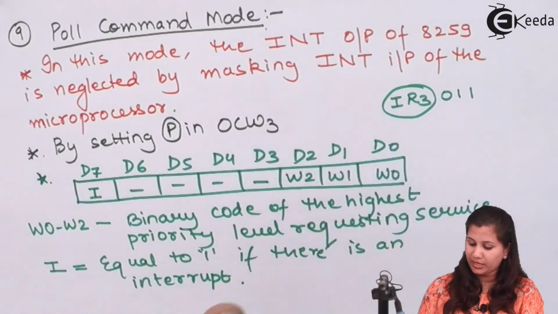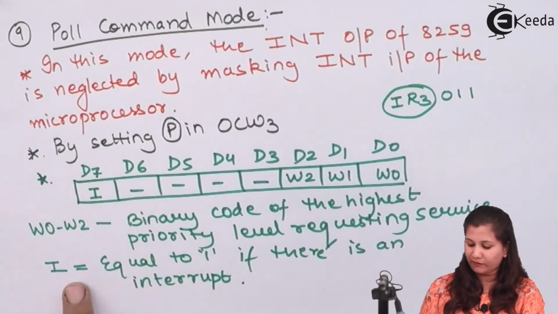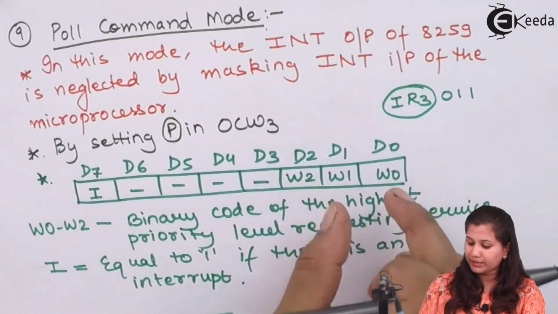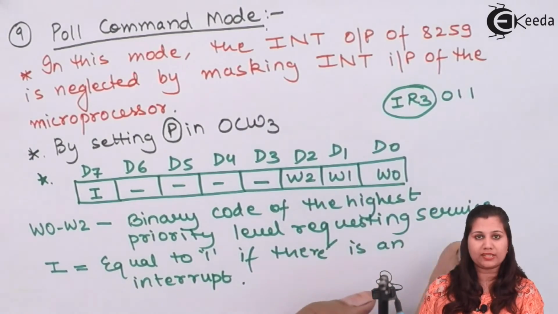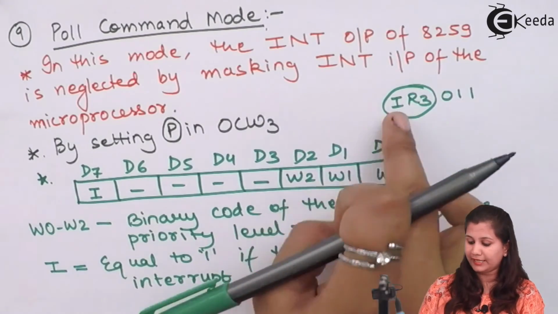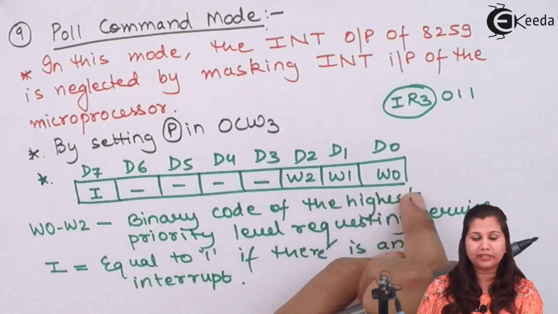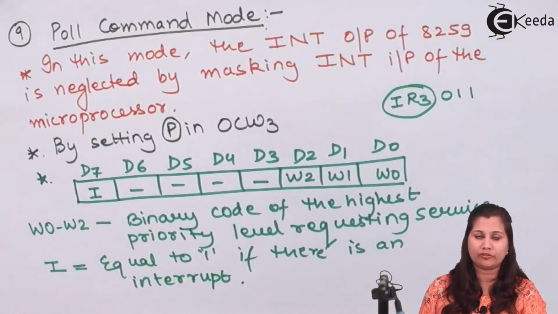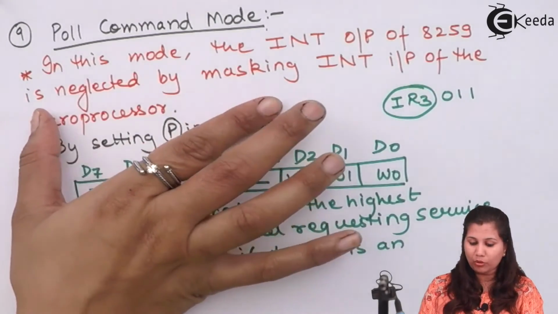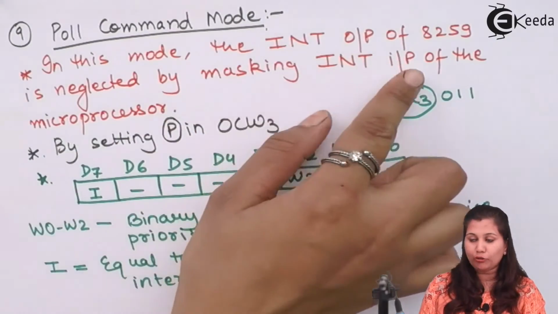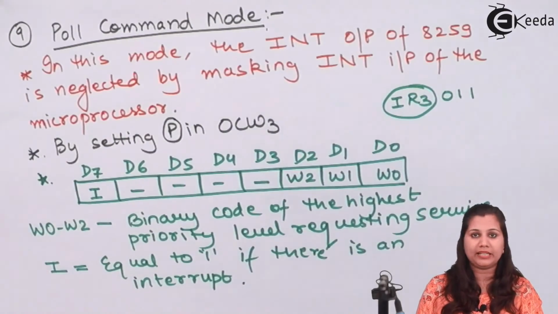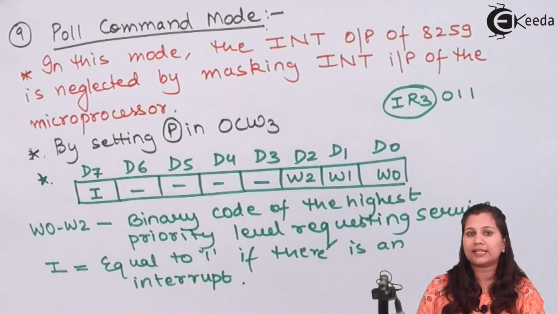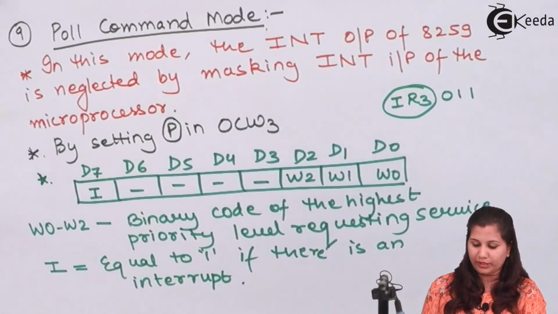has been generated, and when this I, which is D7, is equal to 1, there is an interrupt. This is the priority level of the request which is requesting the service, meaning IR3. Its binary code will be given here, and if it is 1, it means an interrupt has been generated. So in this poll command mode, the INT output of the 8259 is neglected, and through the control word the microprocessor gets to know that an interrupt request has been generated.